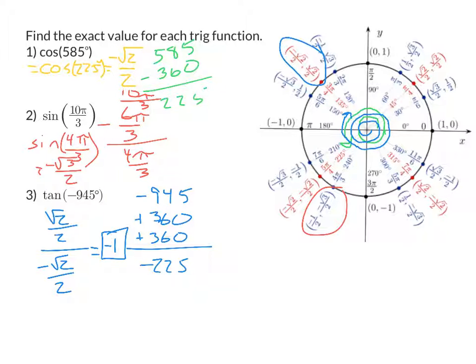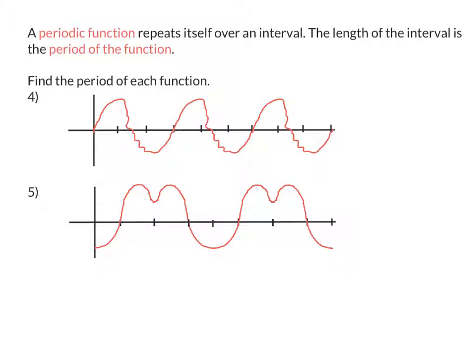Now the reason we talk about this is because sine, cosine, and tangent are periodic in nature, meaning after every 360 degrees or every 2 pi units, the values or the outputs for them start to repeat. So let's take a look at some examples of this.